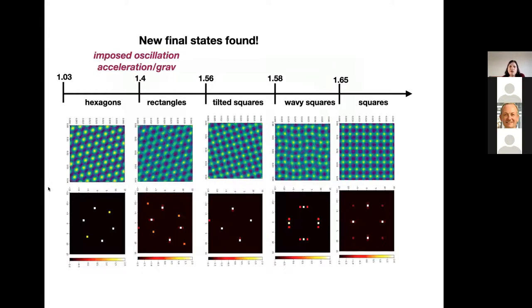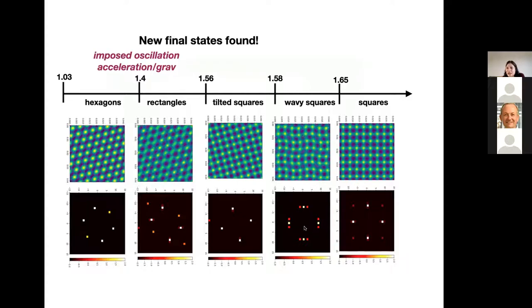And in doing this, we found all these other gorgeous patterns. These are quasi-hexagons, they're not exactly hexagons. They can't be, because this is a square shape. We said we needed a square root of 3, but they're pretty good. And this is, again, the Fourier space, and not exactly hexagonal. We have these things that we call tilted squares. They are squares, but tilted.